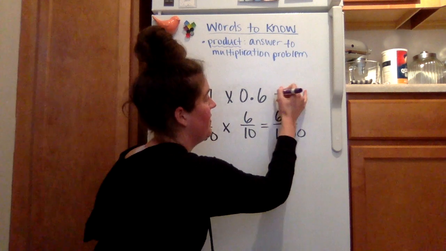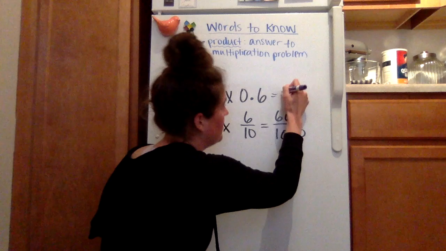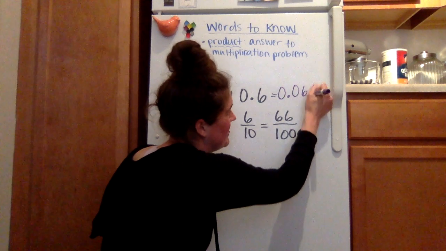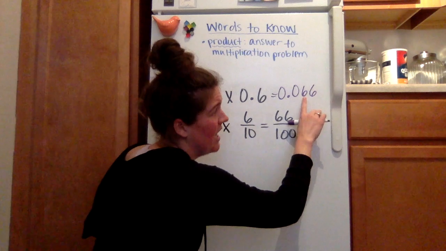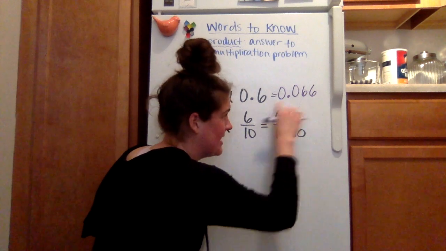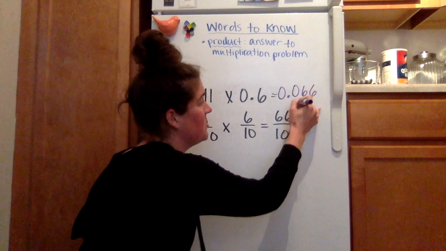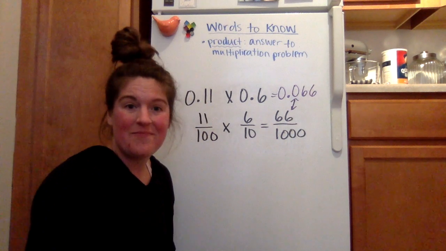All right. Do I have any holes? Nope. So 0 holes and 0.066. Because remember, the place values are tenths, hundredths, thousandths. And this says 66 thousandths, so my number's got to end in that place value. These two right here being equal.